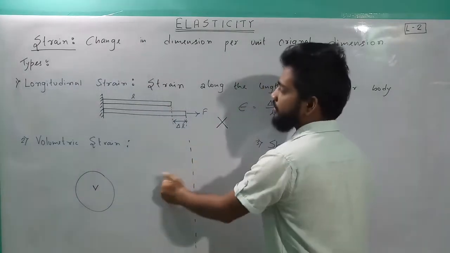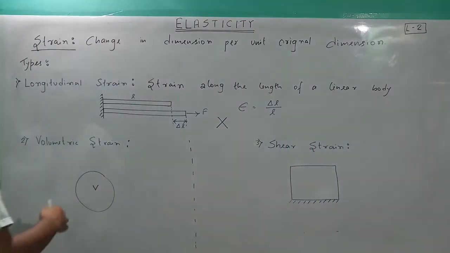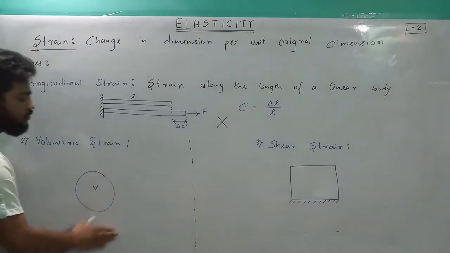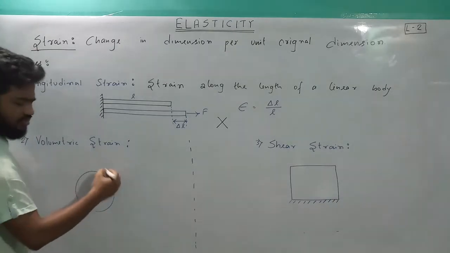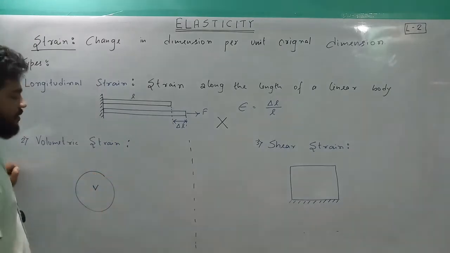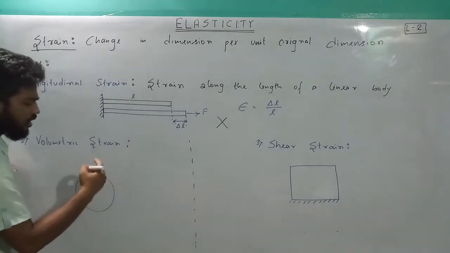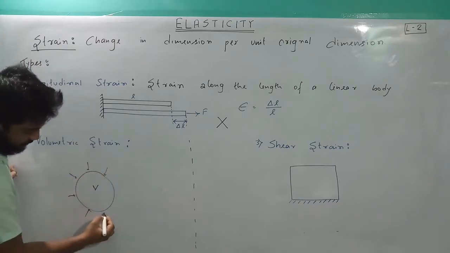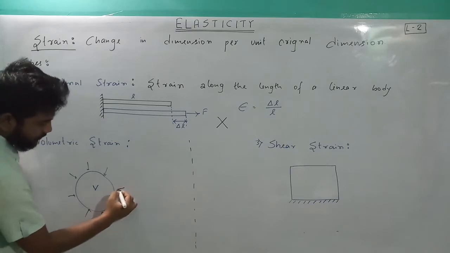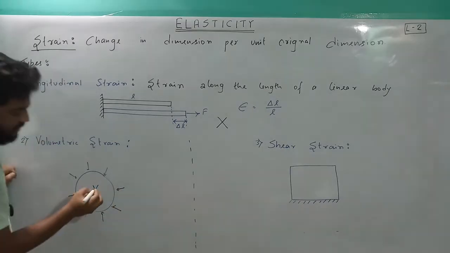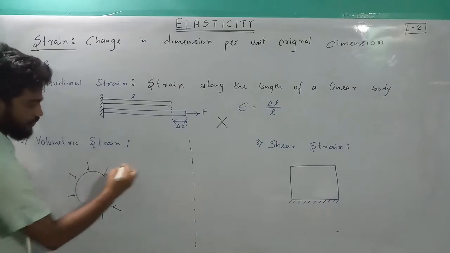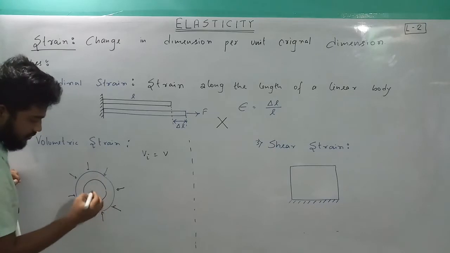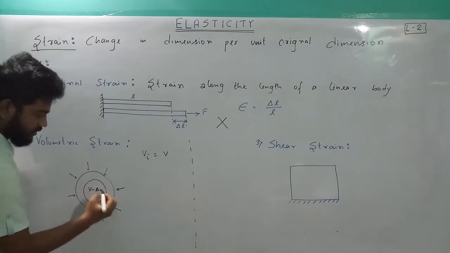Now let's discuss volumetric strain. Volumetric strain, as it shows, is change in volume per unit original volume. Now suppose we have a balloon and due to some mechanism we press it from all the sides, like this, so that the body gets compressed. Initial volume was V, and after compression the new volume becomes V minus delta V.